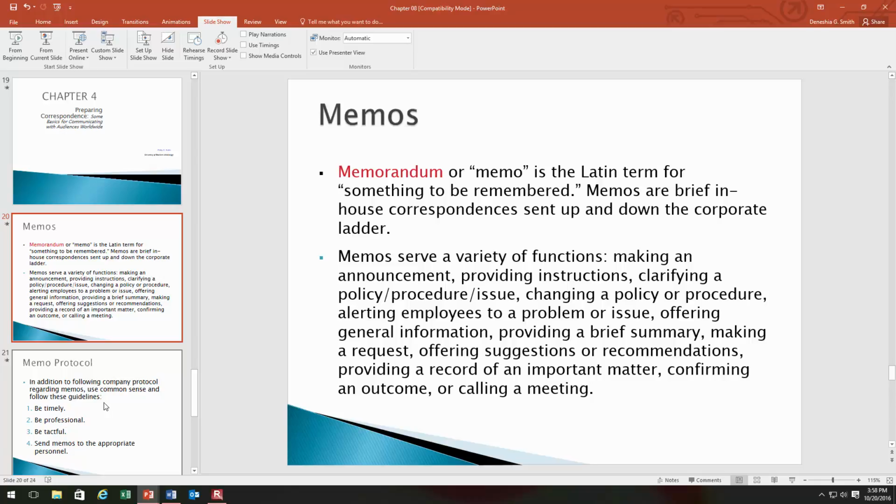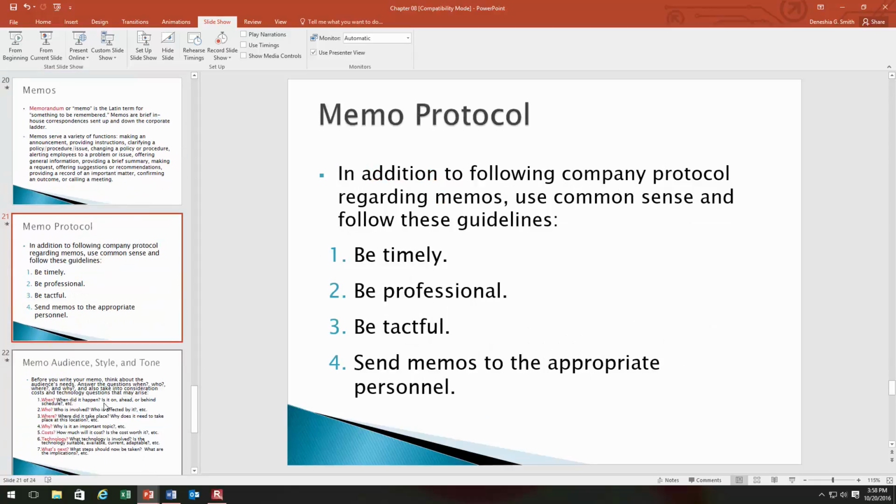So you may send a memo about a meeting that's coming up. Or you may send a memo about a holiday picnic or a holiday party or something like that, something that's employee related. And so your memos tend to be things that happen coworker to coworker. But there are instances when memos can be sent outside of the organization. A lot of times though, when you need to communicate outside of the organization, you would just send a letter as opposed to sending a memo. And so memo protocol, you want to make sure that you are being timely, professional, tactful, and that you're sending the memos to the appropriate people.